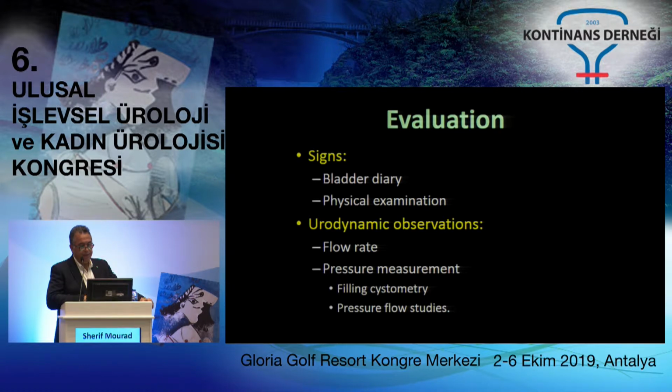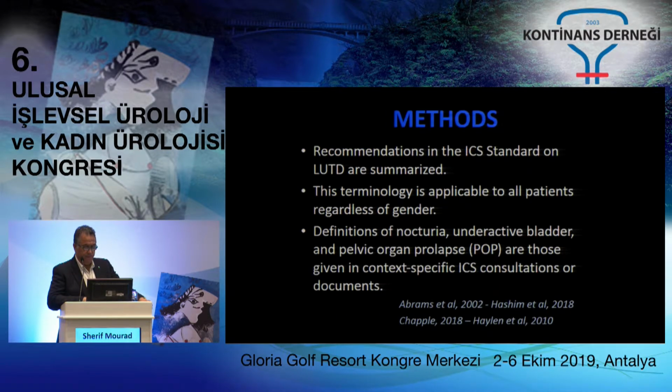So in evaluation, usually the signs are derived from bladder diaries and can also be elicited from the physical examination. Urodynamic observation is usually done by measuring flow rates and pressure measurements. Urodynamics, as you know, is the measurement of flow and pressure. This is all about urodynamics, and the pressure measurements include filling cystometry and the pressure flow studies. The methods are the recommendations in the ICS standard on LUTS and are summarized.